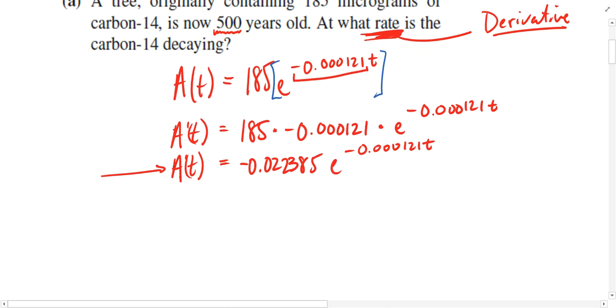Now this function is the original function's derivative. While the original function tells us the amount of the carbon-14 at any given time, this new function down here tells us the rate at which the amount of carbon is changing. And that's exactly what this problem is after. What is the rate at which the carbon is decaying after 500 years? So we will evaluate this derivative at the t value of 500.